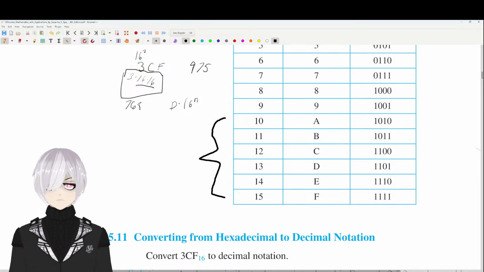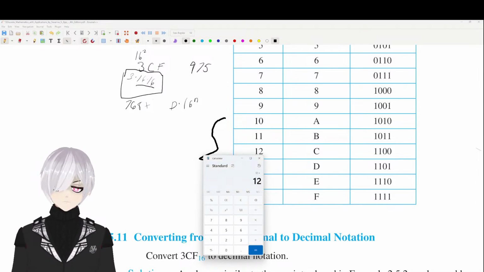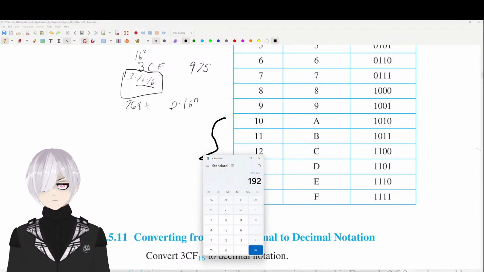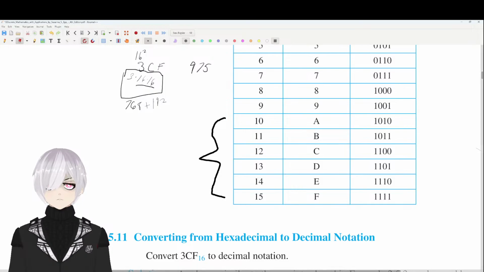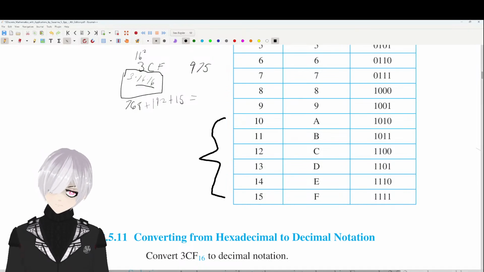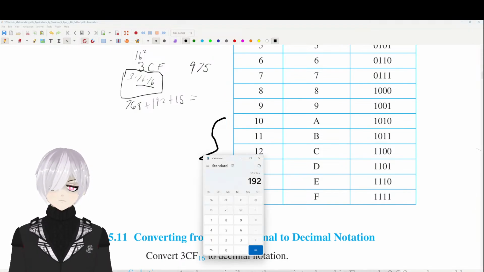So 768 is 3 times 16 times 16. And then 12 times 16 is 192. So you'd add 192 to that. 192 plus 768. And then plus 15, because that's what the F corresponds to.